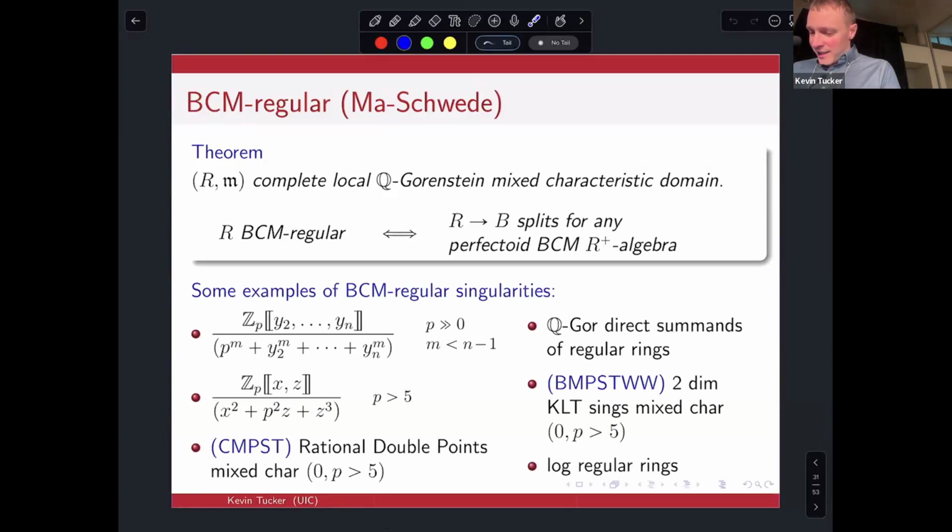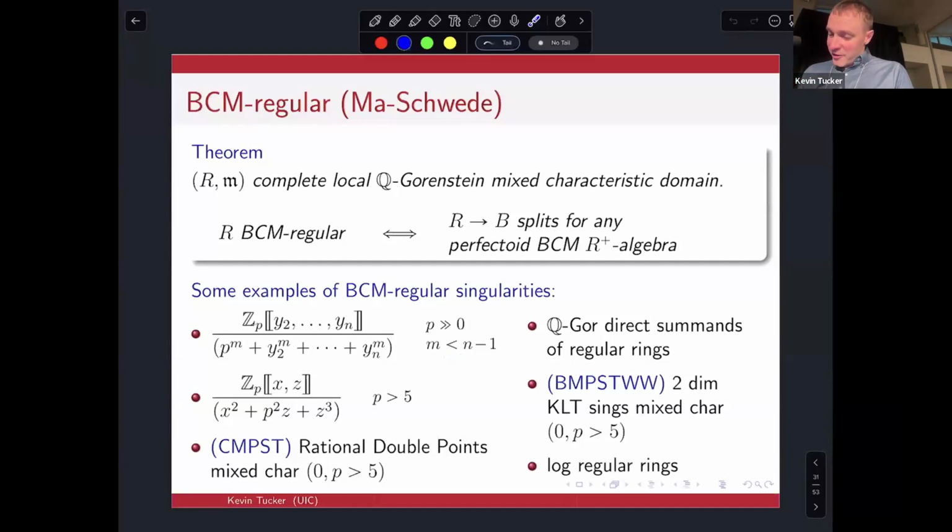So for instance, you could look at the Fermat hypersurface in mixed characteristic, where I've replaced one of the variables here by p, and assuming m is small with respect to the number of variables in some way, then what you get will be BCM-regular. In this instance, when I go mod p, what I get is F-regular. So then the inversion or the deformation package gives me that these rings are BCM-regular. You can push this a little bit more. I can actually do this with quality over here, but you have to be more careful with the adjunction.